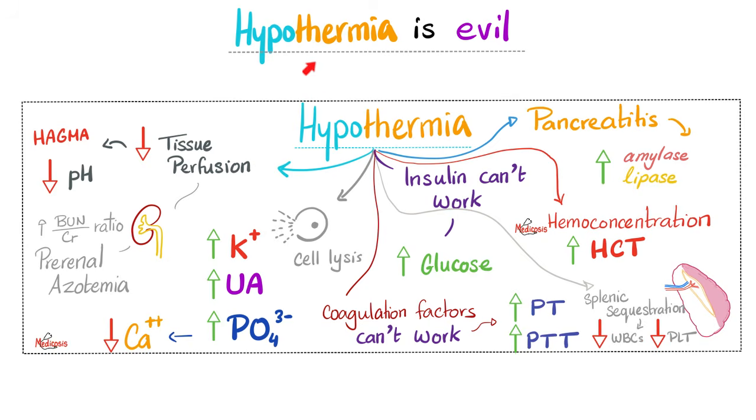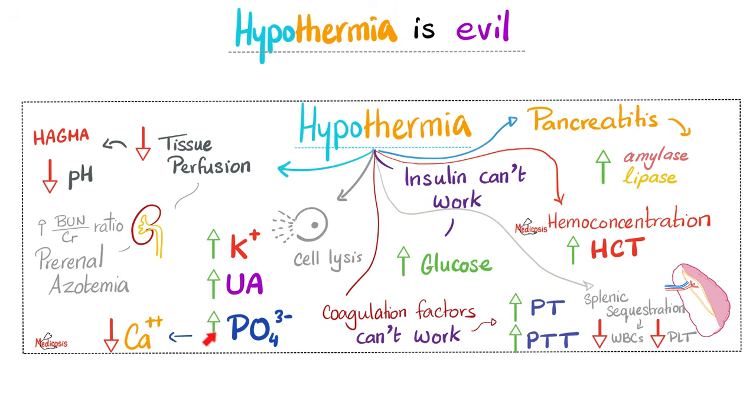Next, let's talk about hypothermia. First, let me tell you that hypothermia is evil. Hypothermia can lead to metabolic acidosis by decreasing tissue perfusion, which is very bad for the kidney. Hypothermia can cause lysis or rupture of your cells. Pachoo! The cell will release whatever was inside the cell, including potassium, uric acid, and phosphate. When all of these things are suddenly being dumped into the blood, you will have hyperkalemia, hyperuricemia, and hyperphosphatemia.